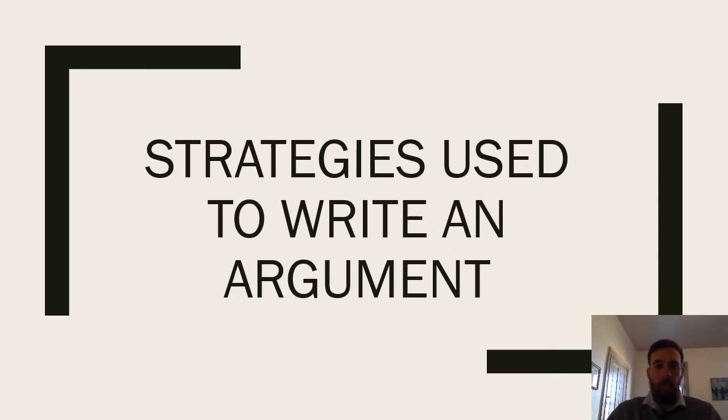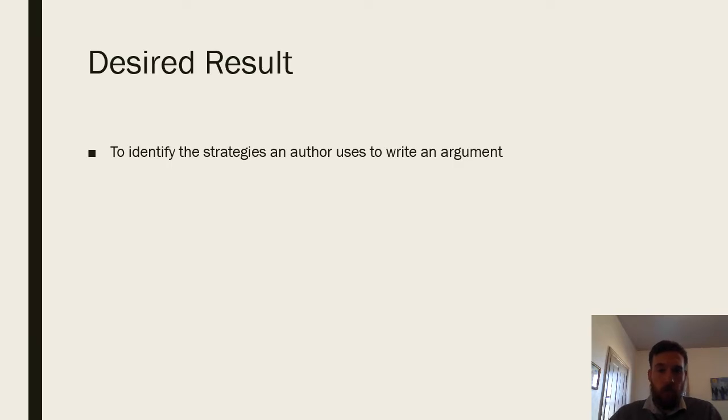Yesterday we took a look at what argument looks like when you're not following that 5-paragraph specific structure. Today we're going to start looking at what those authors do when they start making an argument. So we're going to try to identify some of the strategies they use, try to put names to it, and then going forward we'll try to do some of that writing ourselves. So that's our goal today, to identify what some of those strategies are that an author uses when they're writing an argument.